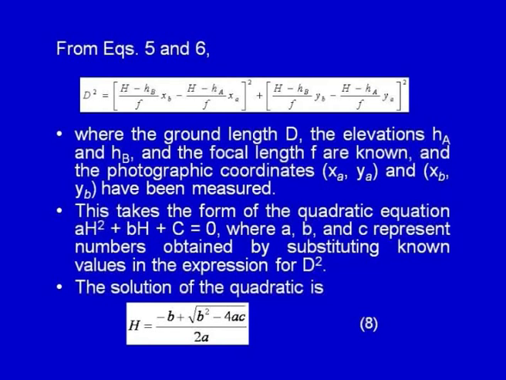minus (H − h_a)/f multiplied by x_a, and whole square, plus similarly for the y point, again taking the whole square. On simplifying, it reduces to the form of the quadratic equation a h square plus b h plus c is equal to 0, where a, b and c represent numbers obtained by substituting known values in the expression of d square. The solution of the quadratic equation can now be expressed as h is equal to minus b plus or minus under root of b square minus 4 a c, divided by 2 a.